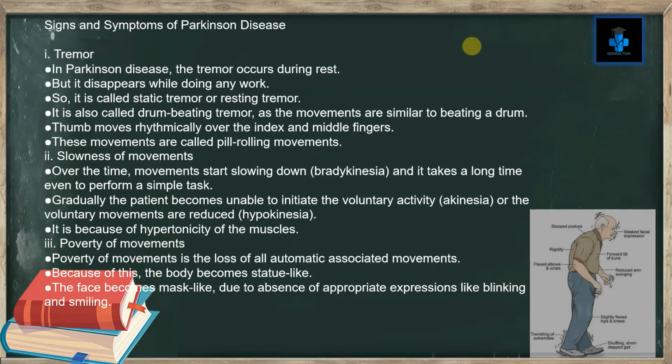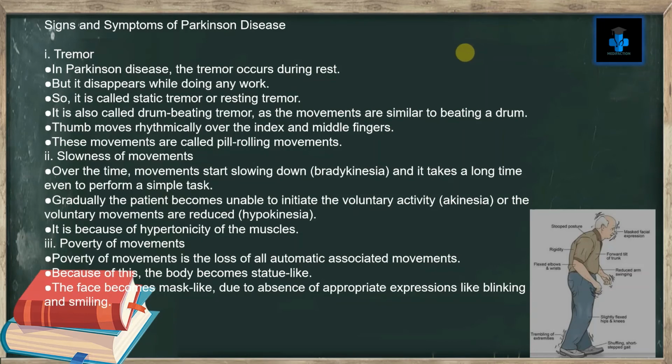Slowness of movements. Over time, movements start slowing down, otherwise called bradykinesia, and it takes a long time even to perform a simple task. Gradually, the patient becomes unable to initiate the voluntary activity. The condition is called akinesia, or the voluntary movements are reduced, called hypokinesia. It is because of hypertonicity of the muscles.